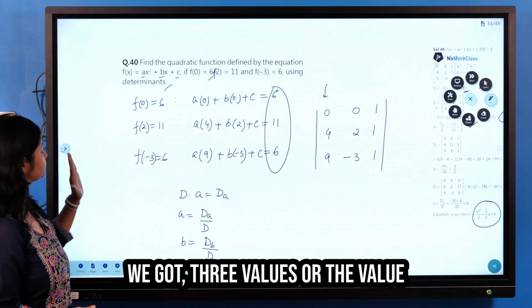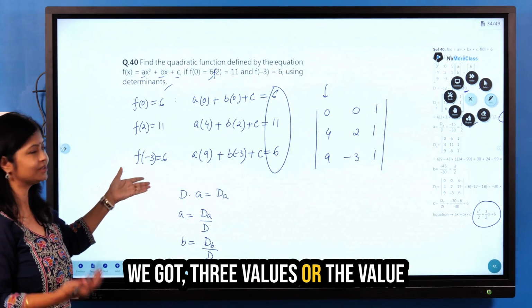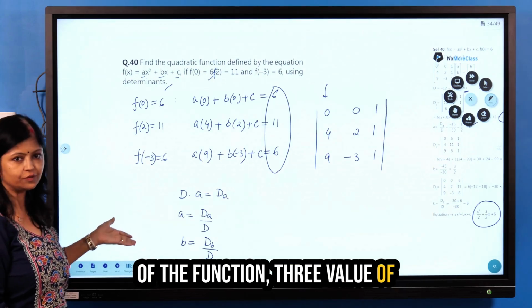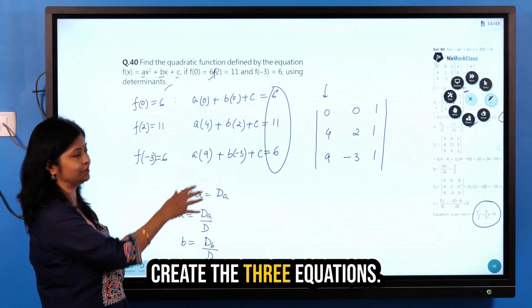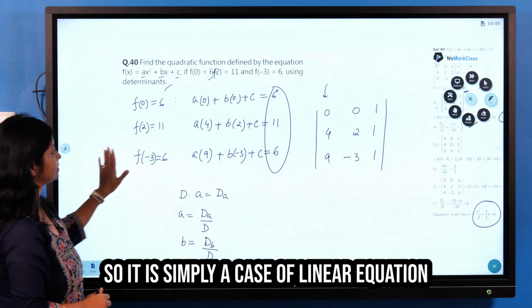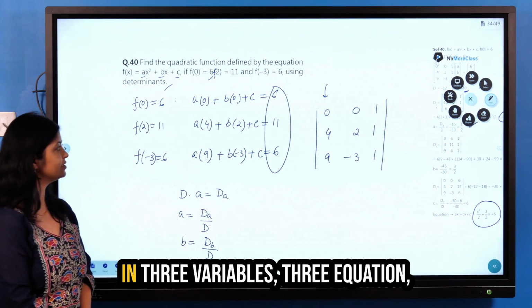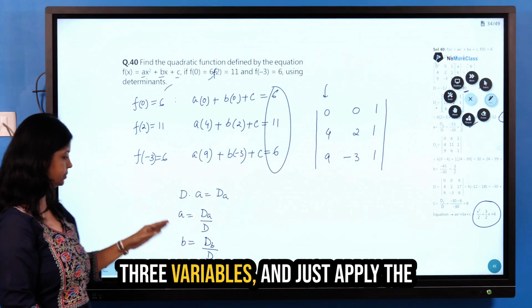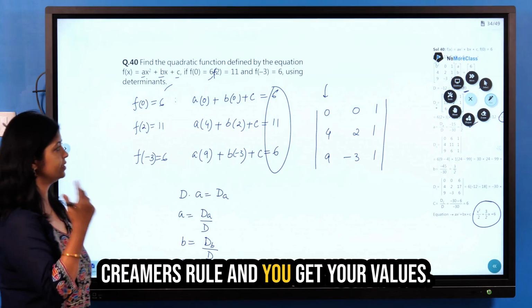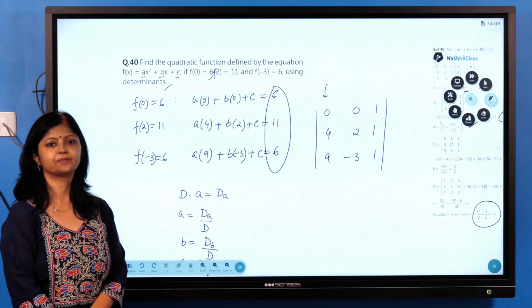We got three values of the function, so that we could create the three equations. So it is simply a case of linear equations: three equations, three variables, and just apply Cramer's rule and you get your values.